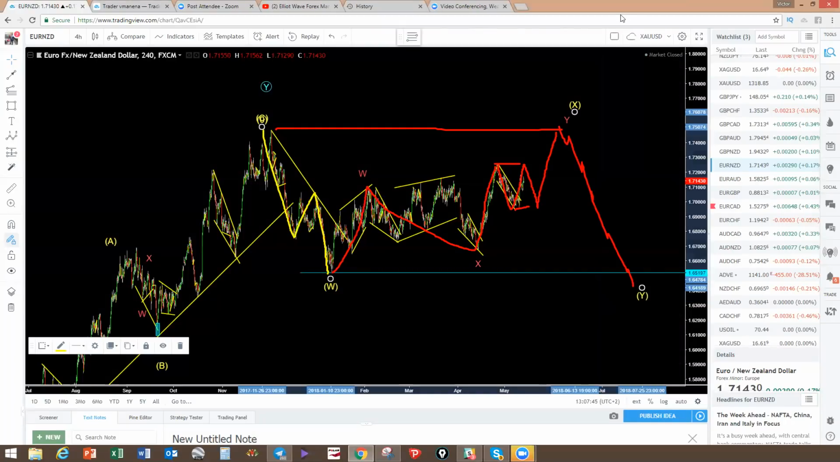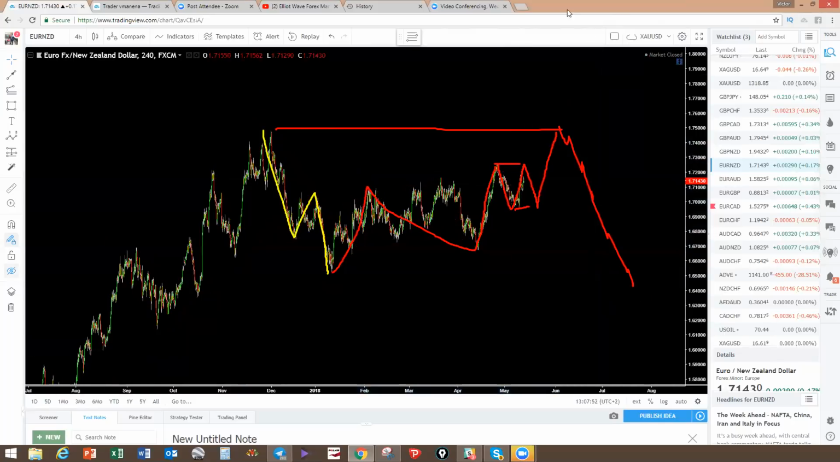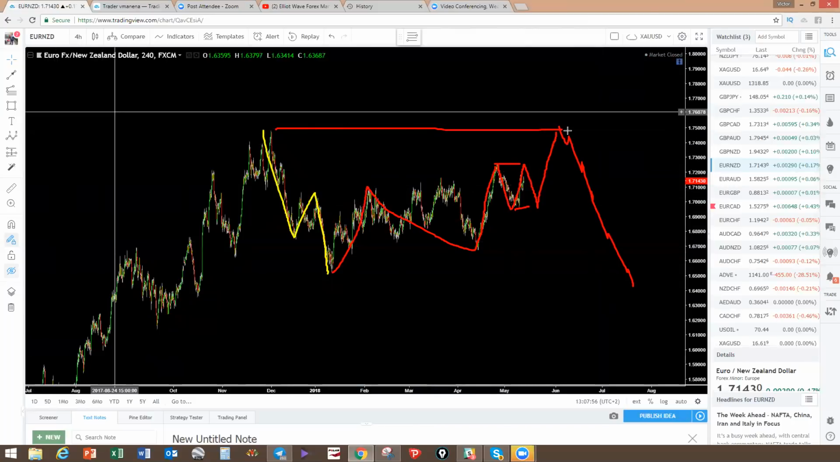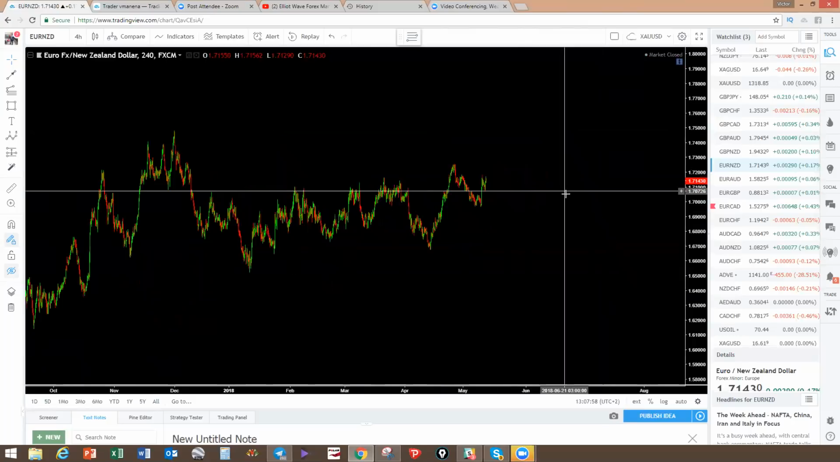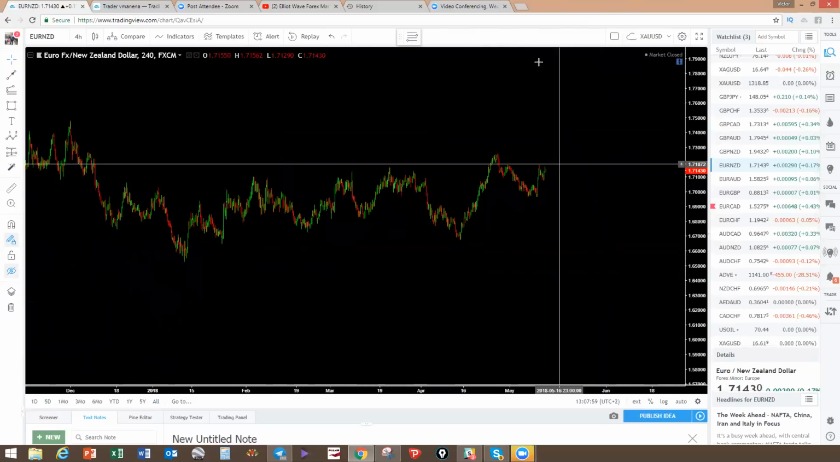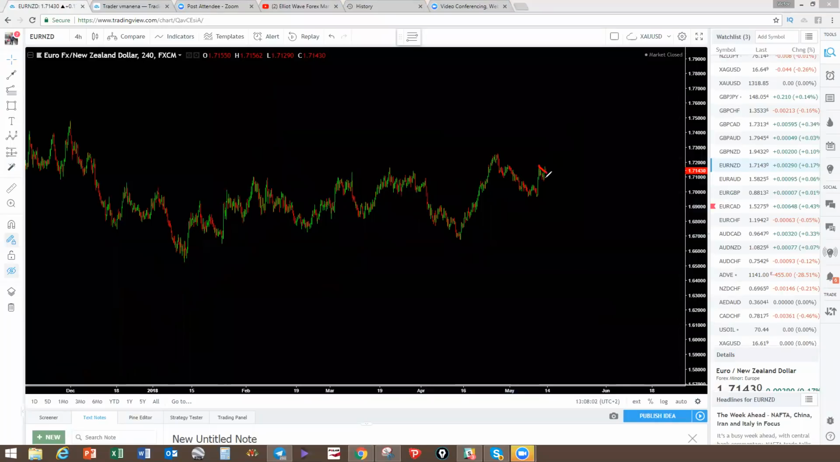So look for this to retest the top of this. Let me clear the labelings. So this is what you need to look out for with Euro New Zealand. Look for it to retest this top here. You're already having a flag here. It may come here and retest. Whether it's going to come back for 1 or whether it's going to continue, you'll see as it goes. So you can take the trade here and move to break even when it gets to that level.